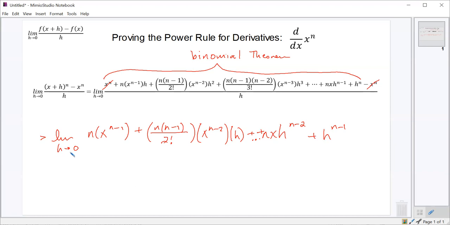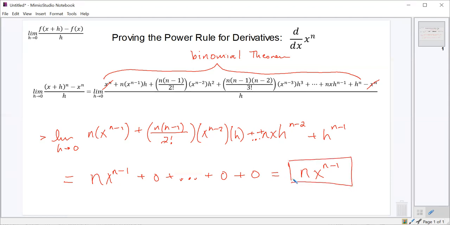And as h goes towards 0, the only one that doesn't have an h in it is n x to the n minus 1. And everything else in here becomes a whole bunch of stuff times 0, and a whole bunch of stuff times 0, and 0. So we can find that the derivative of x to the n is just n times x to the power of n minus 1. And this is what we call the power rule, and it is exceptionally important for all the derivatives you're going to take in calculus.